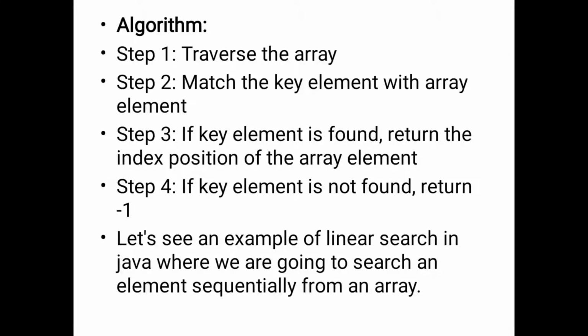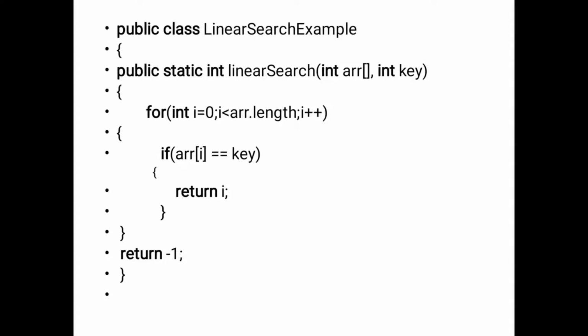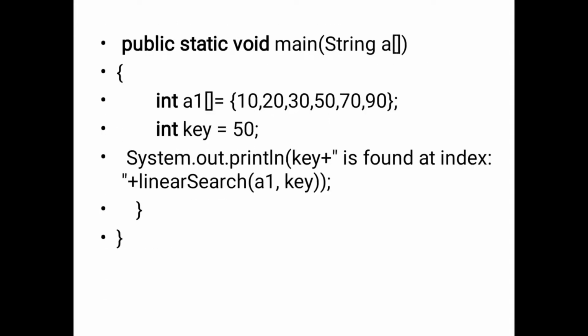Next, how we can implement the linear search in Java, you can see here. The main function: the program execution starts with the main program. Public static void main, String args we have to pass. Here we are declaring static values for the array, that is a1, and we are passing the elements 10, 20, 30, 40, 50, 70, 90.